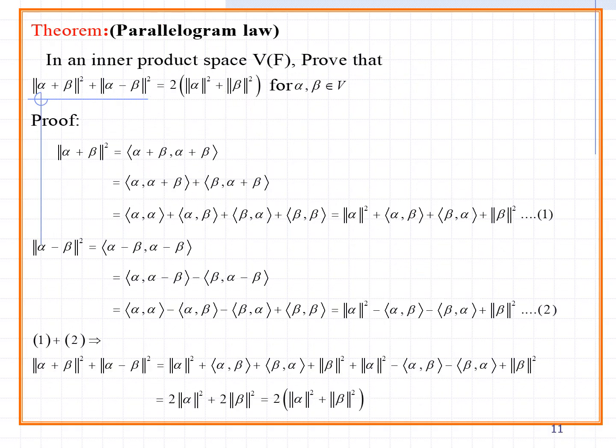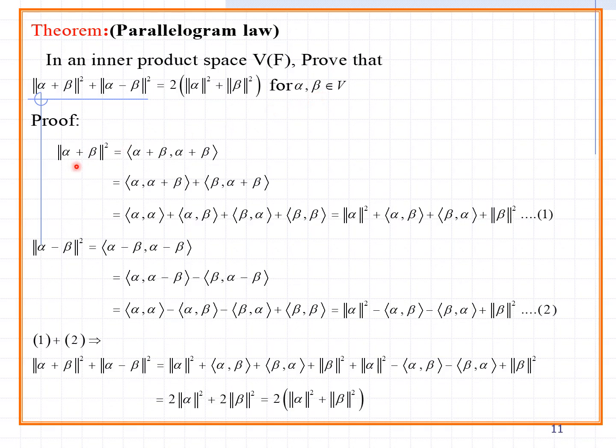Let us see one more important result, the parallelogram law. In an inner product space V over F, prove that norm alpha plus beta whole square plus norm alpha minus beta whole square equals 2 into norm alpha square plus norm beta square, for alpha comma beta belongs to V. It looks like a plus b whole square plus a minus b whole square. So let us see the proof.